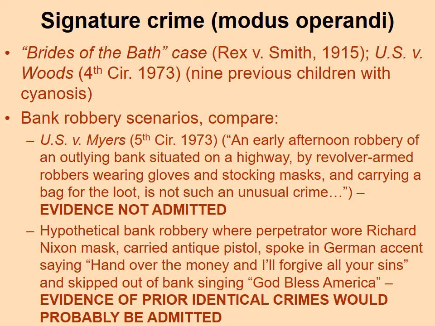So the classic case cited for this purpose is that Brides of the Bath case that's described in the book. So we had there a man who was already married, and he married another woman, even though he was already married, who had just inherited a big trust fund. He married her under an assumed name. Shortly thereafter, the new wife is found drowned in the bathtub.